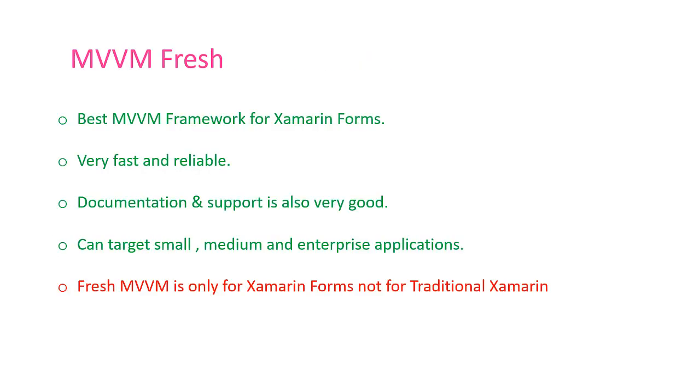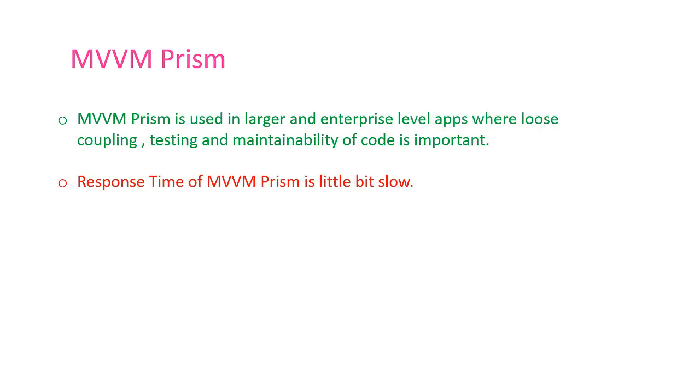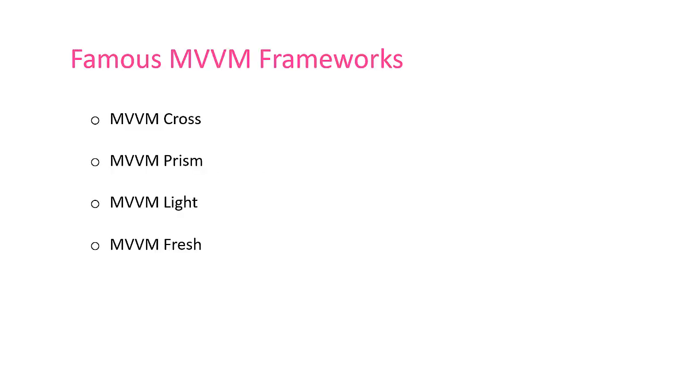Well, this Fresh MVVM is the most widely used in Xamarin Forms apps, and it's very fast and reliable. With Fresh MVVM, you can build small, medium, and large applications. It can also be used with complex applications, but my personal opinion is that if you really want to make a very complex kind of application where the performance and response time of the application doesn't matter, then go with MVVM Prism. Despite the fact that MVVM Prism is the best framework, it's a little bit slow. And we have only one option left, and that is MVVM Fresh.